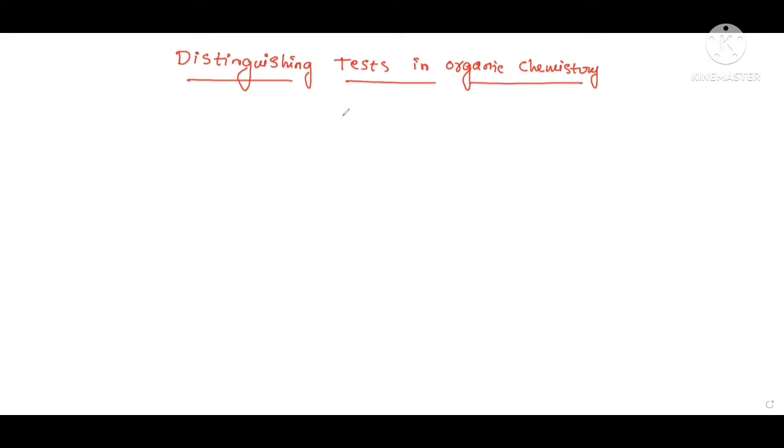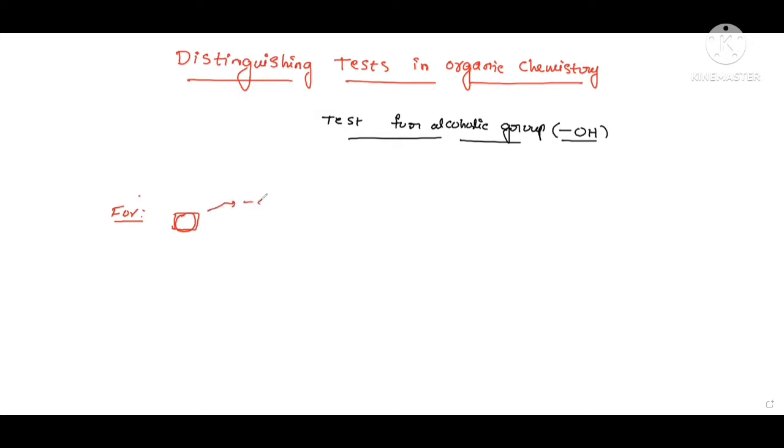This is one of the important topics in organic chemistry. In this video, we are going to discuss the test for the alcoholic group, that means the O-H bond. For example, this is an unknown compound. You are excited to know whether this compound contains an alcoholic functional group or not. To know this, you have to perform some tests on it.